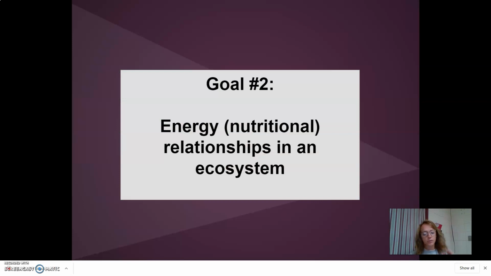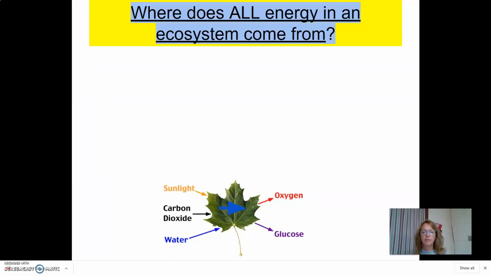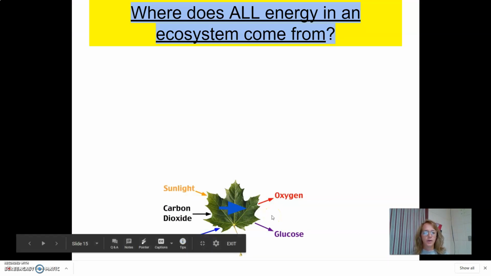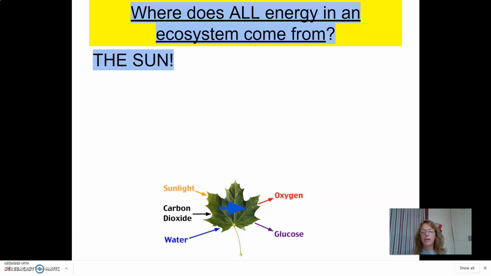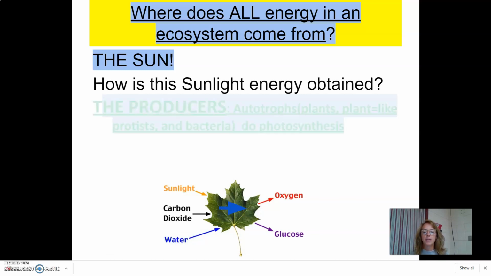Okay, goal number 2. How does energy cycle through an ecosystem? This is super important. Everything in the world is about energy because everything is really about physics. So where does biological energy come from? It comes from the sun, which means everything that you've ever eaten in your entire life and all of your ability to move and think and feel is because of the sun. How does that do it?